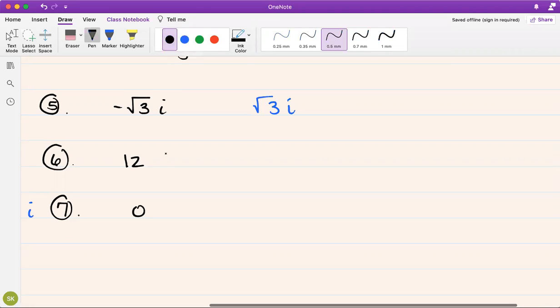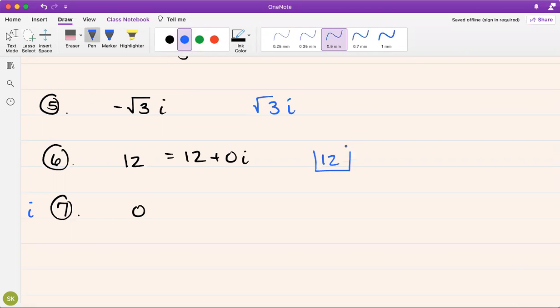Well, 12 is the same thing as 12 plus 0i, and we switch the sign here. So we'll get 12 minus 0i, but 0i is the same thing as just 0. So the complex conjugate is just 12. And the same thing here, 0 is 0 plus 0i, so the complex conjugate is 0 minus 0i, so just 0 is the complex conjugate.